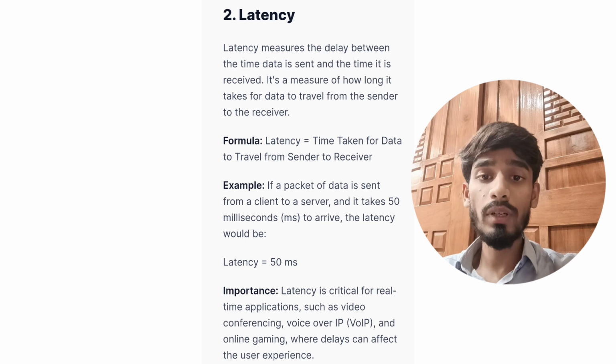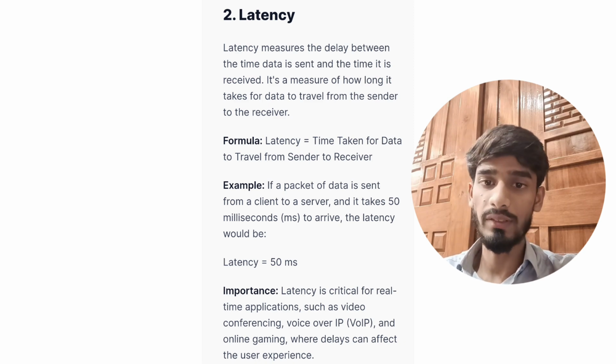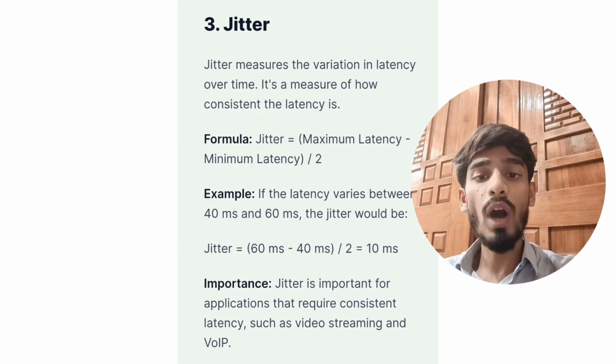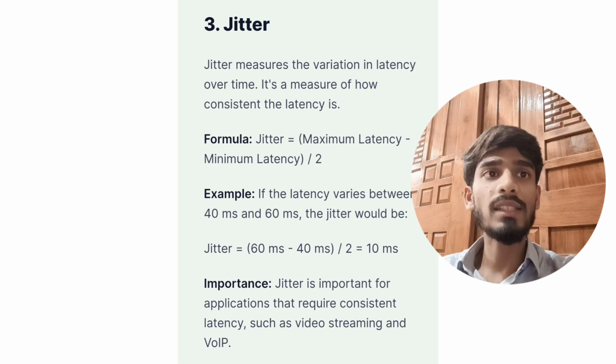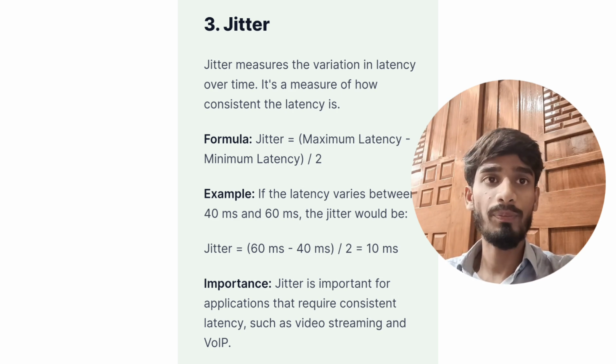Latency is crucial for real-time applications such as video conferencing, voice over IP, and online gaming, where delays can affect the user experience. Next is jitter. Jitter measures the variation in latency over time. It's a measure of how consistent the latency is. Jitter is equal to (maximum latency minus minimum latency) divided by 2. Jitter is important for applications that require consistent latency such as video streaming and VoIP.